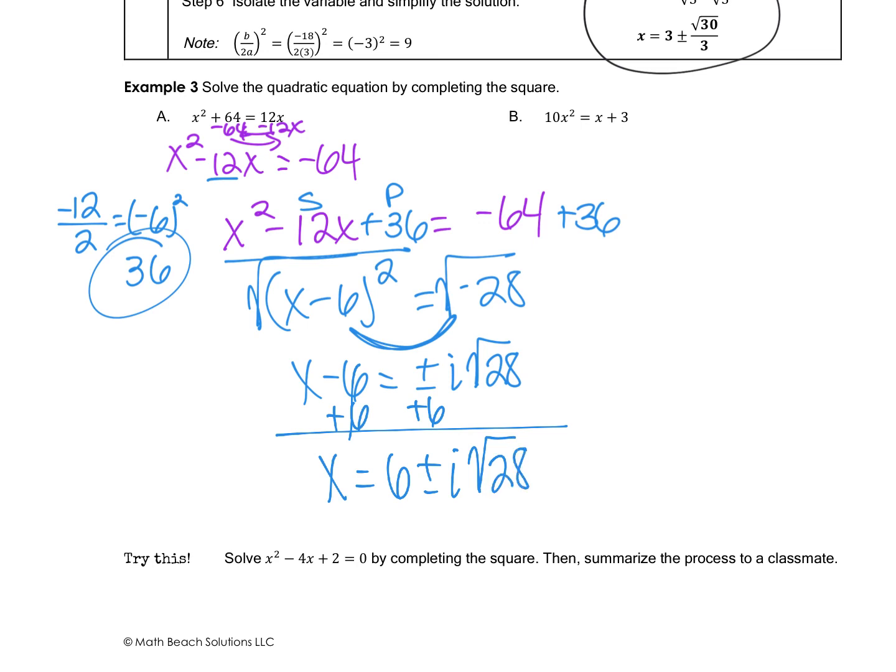And very last step, you need to make sure that your radical is in simplest form. It's not a perfect square, but I need to use a factor tree. So 2 and 14, 2 and 7. So that would be, bring the 2 out, so 2i square root of 7.